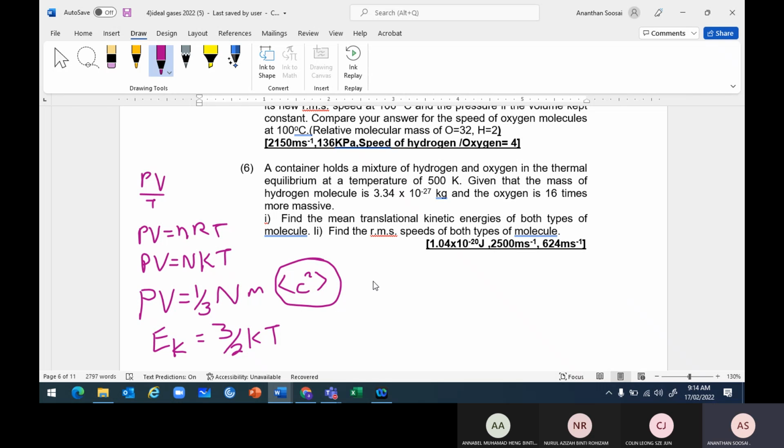So find the mean square speed first. No choice. If you want to find the RMS speed, you have to find the mean square speed first, because in all the formulas, only the mean square speed is known. So get the mean square speed first, then root it, you get the RMS speed. Get the working.